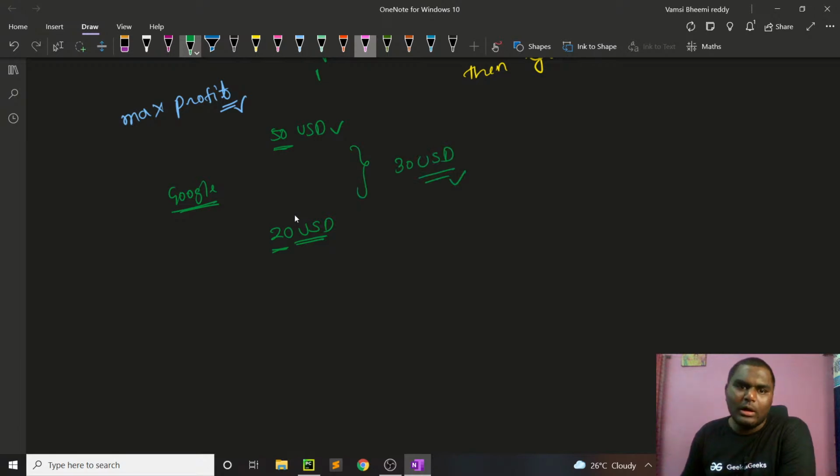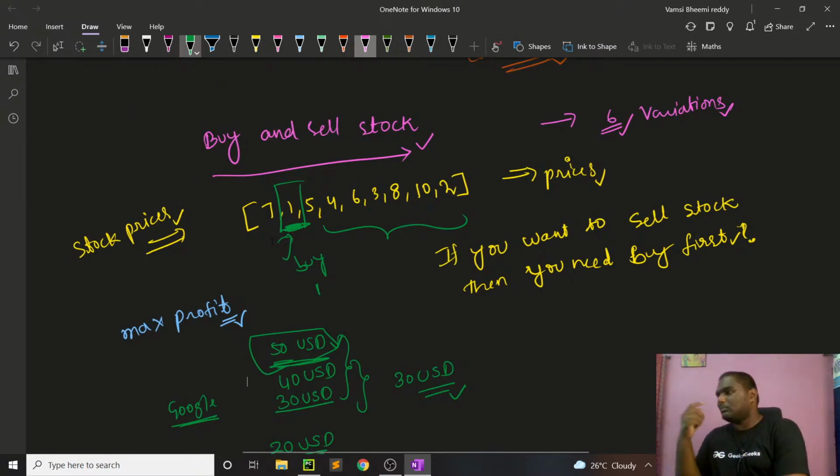Now there are some other cases, like 30 USD, 40 USD. So out of all these options, when can you sell that particular stock? It's at 50 USD that you will be making more profit. So that is what you want to do in this particular problem as well. Now think about a solution, how can you solve this particular problem?